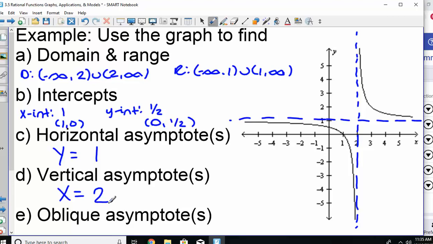Oblique asymptote is sometimes called slant. It's any other line, so any non-vertical or horizontal line. This one doesn't have one, so we don't need to worry about that. For our graphs, we're going to see in a minute, we will have horizontal or oblique asymptotes. We're not going to have both show up on the same graph.